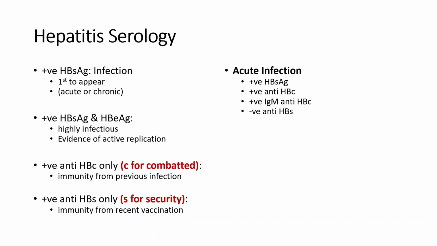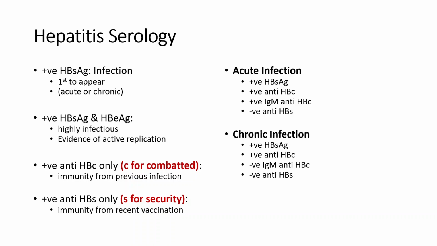Acute infection, hepatitis B surface antigen positive, anti-HBC positive, then IgM, M for moment, positive. Chronic infection, that is the picture. So with this, you are lab ready.